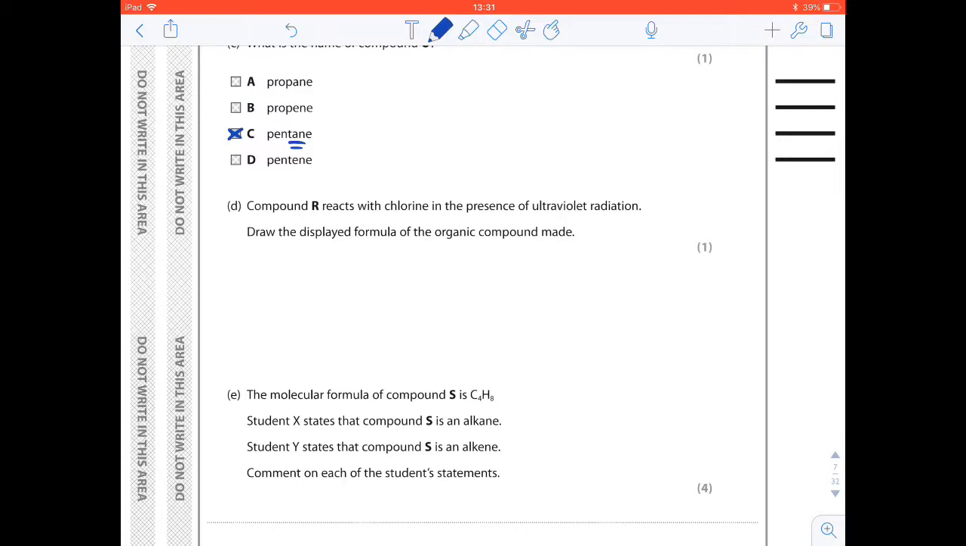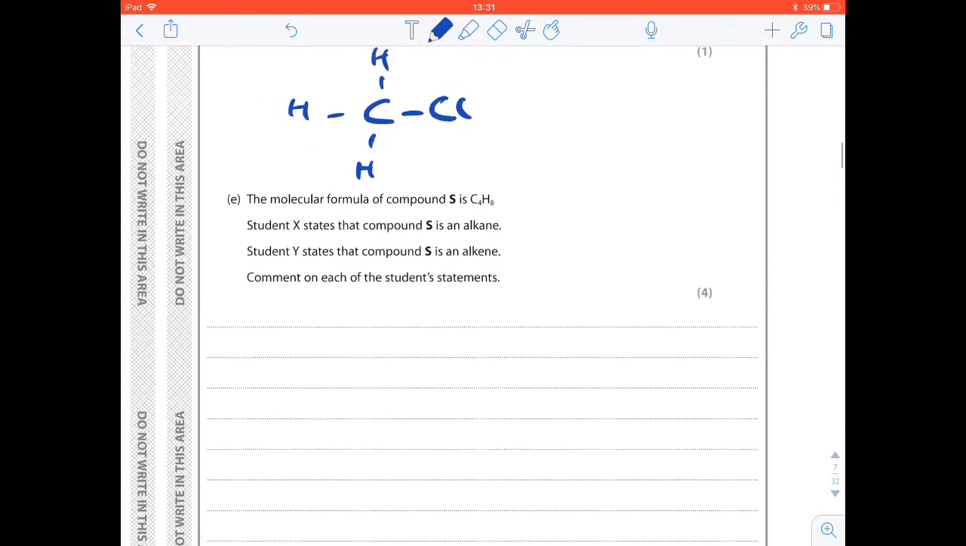Compound R, this is a poorly known reaction, but alkanes react with chlorine or with bromine in the presence of UV radiation, and it substitutes out one of the hydrogens for a chlorine atom. The other product would be HCl if you'd got it, and you end up with, in this case, chloromethane.